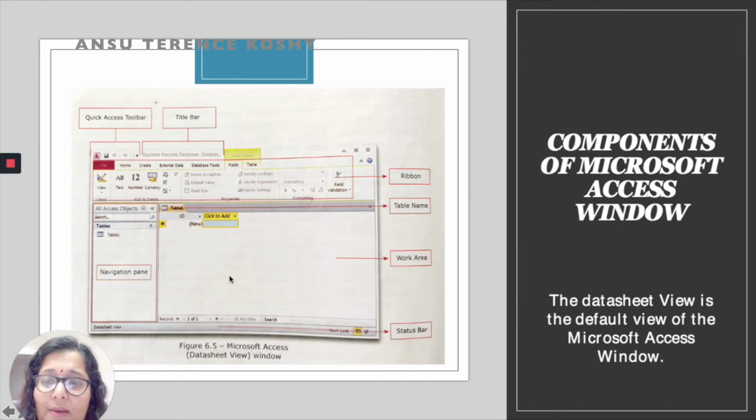Now, this white area is your work area where you work on the different elements of the database. And you have a status bar here which shows what type of view you are using. This is a datasheet view, so it is shown here. And on the left side, you have the navigation pane. The navigation pane has different elements such as tables, forms, queries, etc. A lot of different options are available. That all comes in the navigation pane.